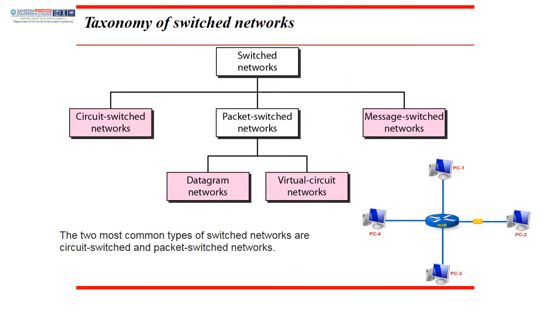Switched networks are classified into three categories. The first category is circuit switched networks. The second category is packet switched networks. The third category is message switched networks. Packet switched networks are again classified into two different types called datagram networks and virtual circuit networks.